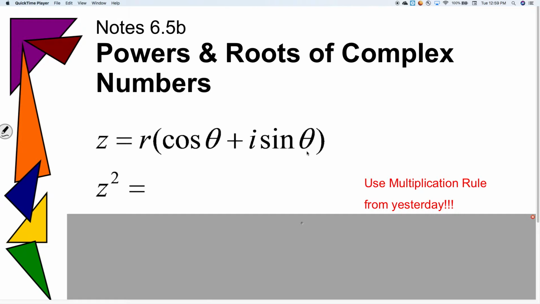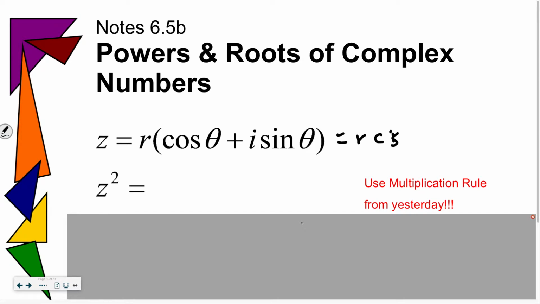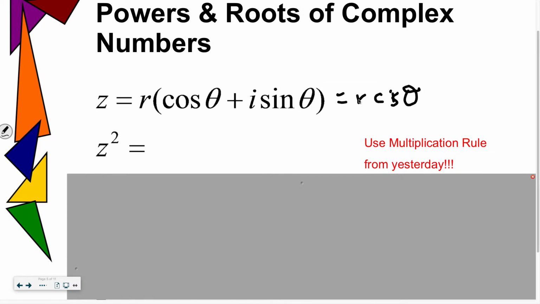So we're going to start with a complex number, z equals r times the quantity cosine theta plus i times sine theta. And I, of course, am going to abbreviate this. We could say this is also r cis theta, just for shorthand, because I don't have a lot of space right there. Okay, if I asked you to do z squared, fundamentally, z squared is asking you to take z times z. So if z is r cis theta, we want to take r cis theta times r cis theta.